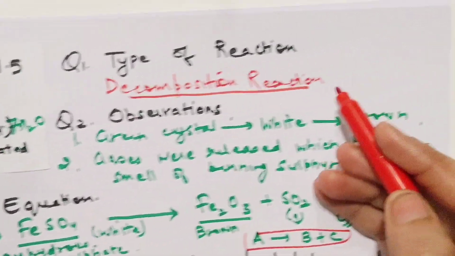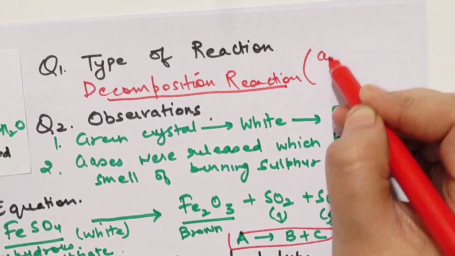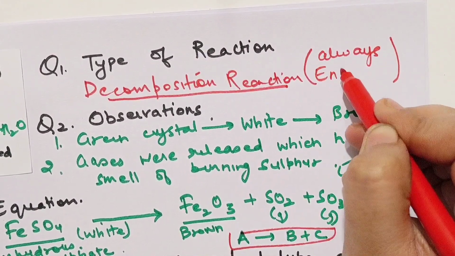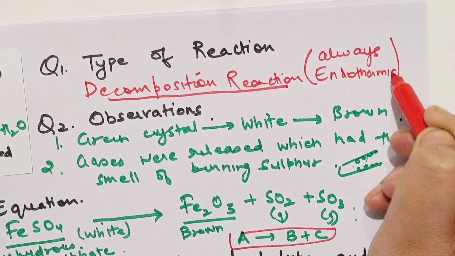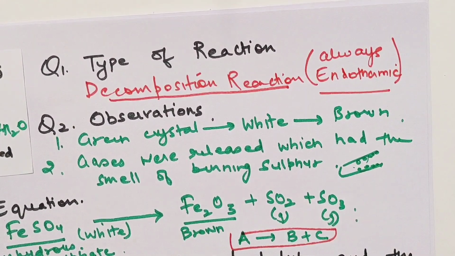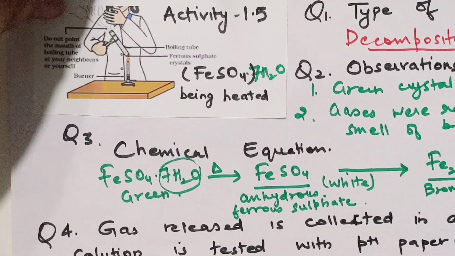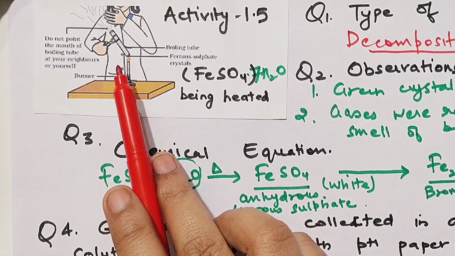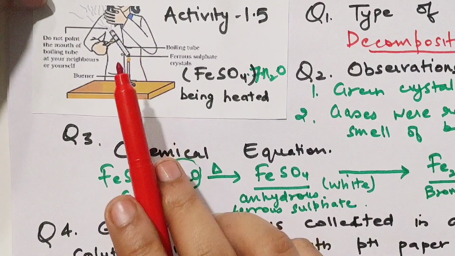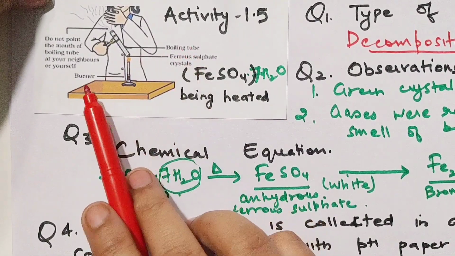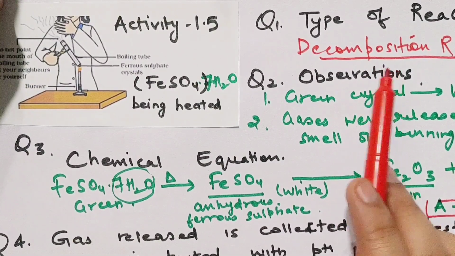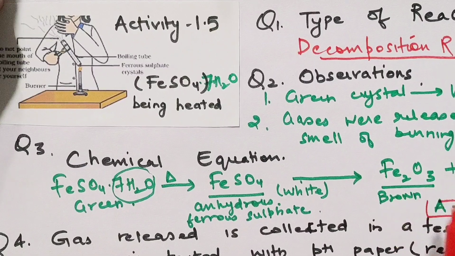These kinds of reactions are always endothermic, because to break something, you have to give in some energy. Here we are giving energy in the form of heat. So this particular reaction is thermal decomposition. Therm means heat. So this is thermal decomposition that's taking place. You can write thermal decomposition or just decomposition.